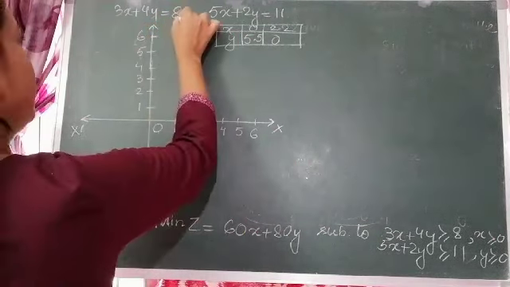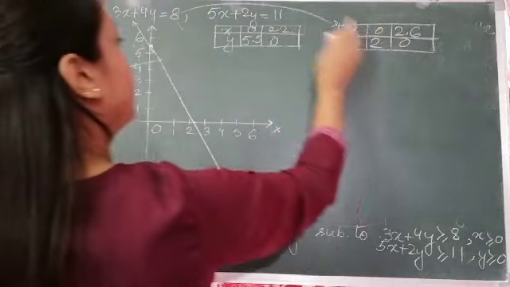So first is 0, 5.5. So 0, 5.5 will lie here. 2.2, 0 will lie somewhere here. So this is the graph of 5x plus 2y equals 11. Next, the graph for this we will draw now.